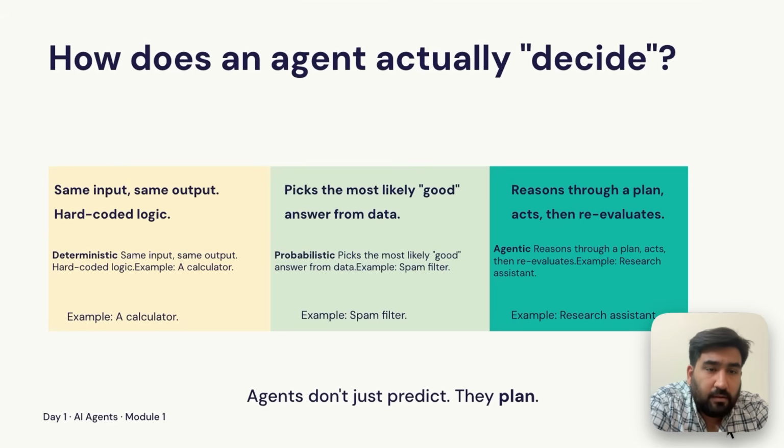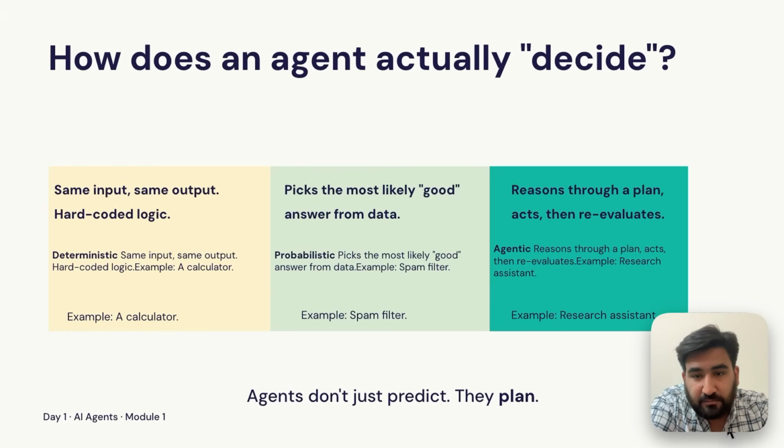If you remember nothing else from this module, just remember one sentence. It is the whole field in a single line. Agents do not predict, they plan.